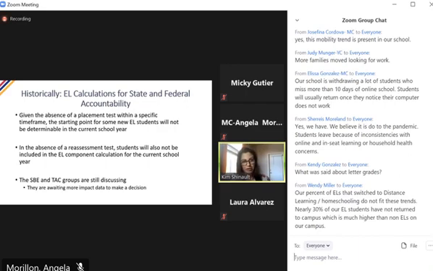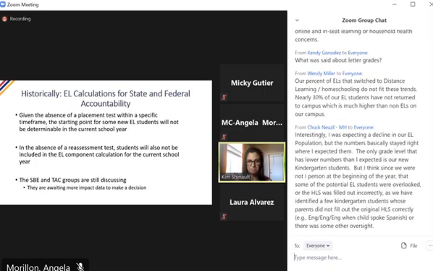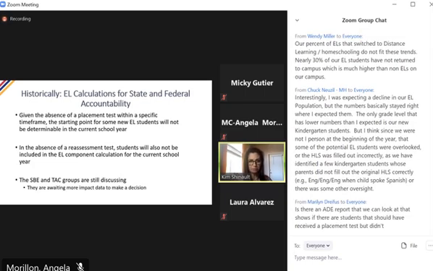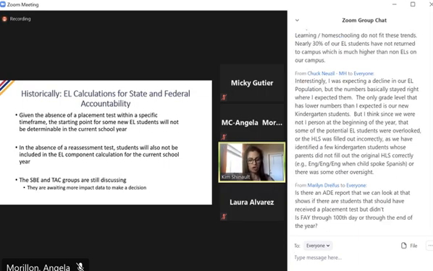Historically, the way that we have calculated it, according to the business rules, if the student was missing a placement test or that placement test was not within a specific time frame, then that student would not be pulled into accountability because their starting point was not determinable for that current school year. Also, in the absence of a reassessment test, students would not be included in the component calculation because we would not have that endpoint for that student to be able to determine how much growth or whether or not they've achieved proficiency.